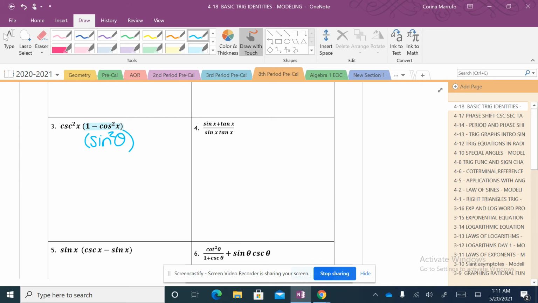And then I have this cosecant squared of x. So I know the opposite of cosecant is going to be sine. So I'm going to rewrite it as 1 over sine. And because it's squared, I have to square the x. Oh, I changed it from x to theta. It doesn't matter. It means the same thing. Okay, so now I have a sine squared on top, a sine squared on bottom. They both cancel each other out, and we're just left with that 1 that's on top.